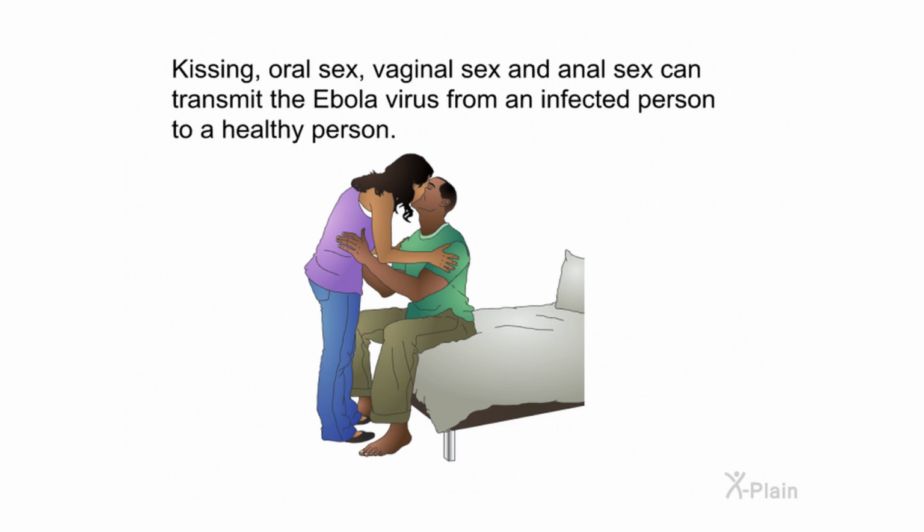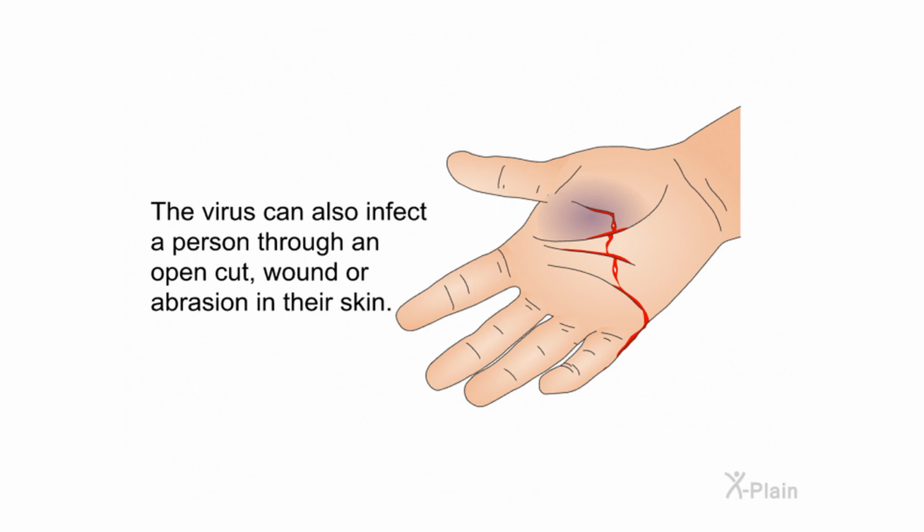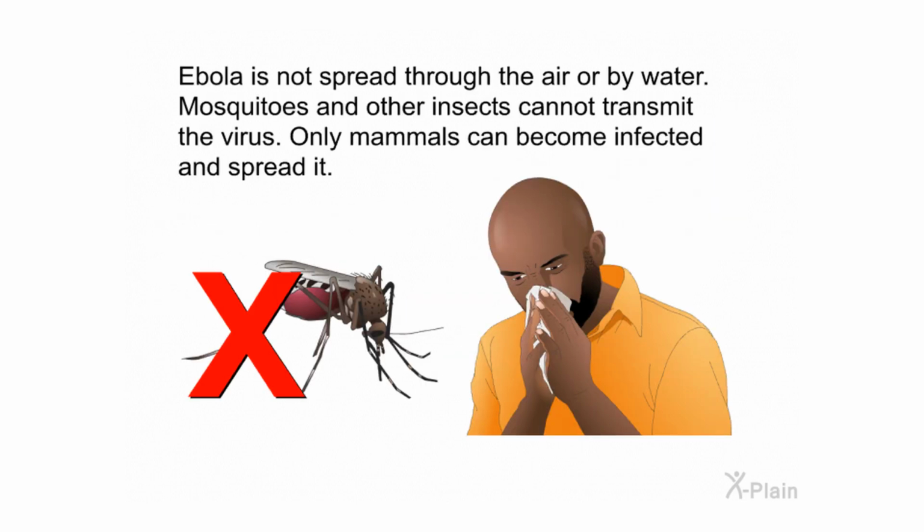Kissing, oral sex, vaginal sex, and anal sex can transmit the Ebola virus from an infected person to a healthy person. The virus can also infect a person through an open cut, wound, or abrasion in their skin. Ebola is not spread through the air or by water. Mosquitoes and other insects cannot transmit the virus. Only mammals can become infected and spread it.